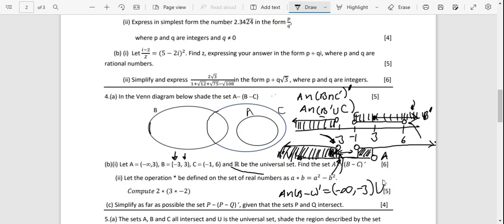And then we put a union. Why are we putting union? Because we also have this point here, which is an intersection from -1 up to 3. Now I can see this is open, so this is going to be open. This is also open, so this is also going to be open. So this is the set A intersection B minus C complement.